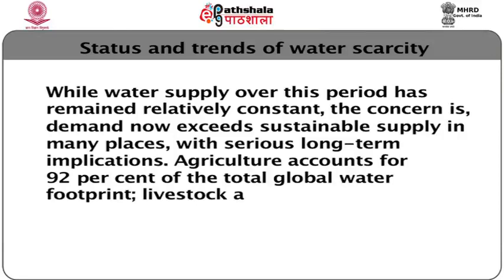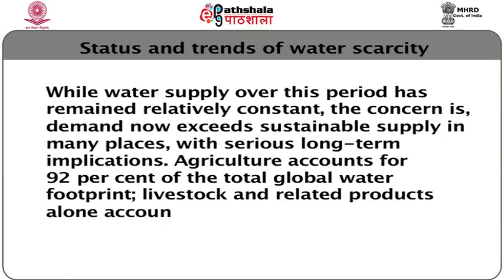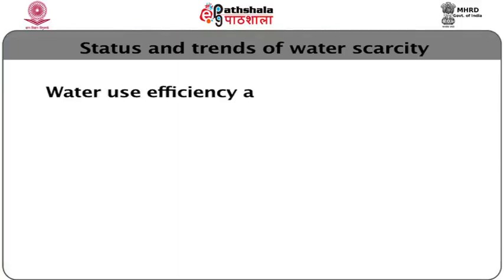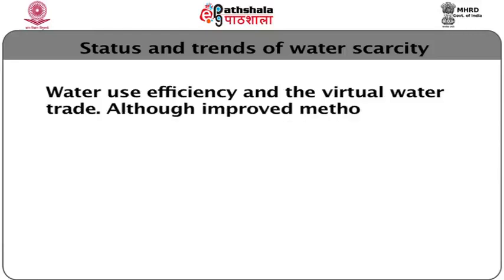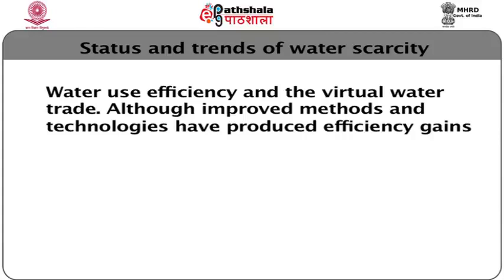Agriculture accounts for 92% of the total global water footprint. Livestock and related products alone account for 27%. So, we have to understand what are the major causes for the water scarcity. In this regard, water use efficiency and virtual water trade are also to a certain extent responsible for the water scarcity scenario.